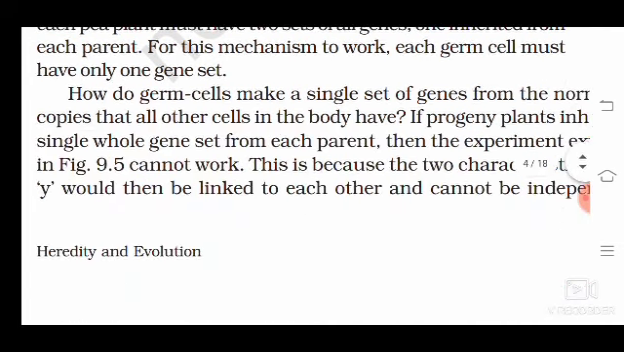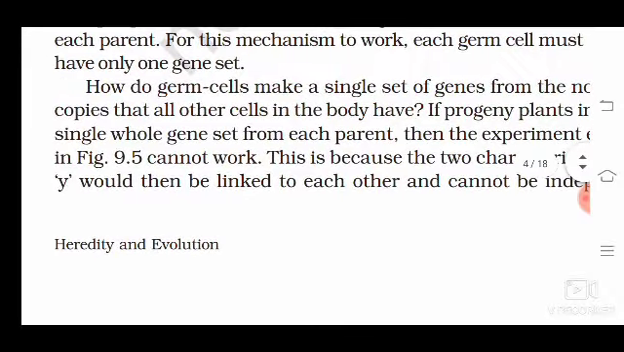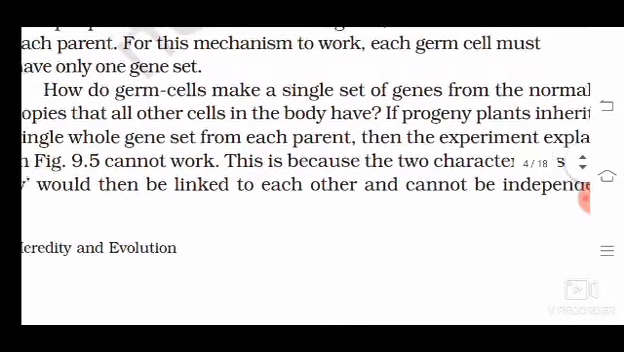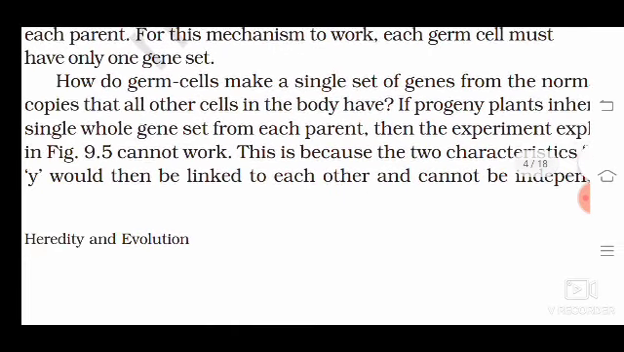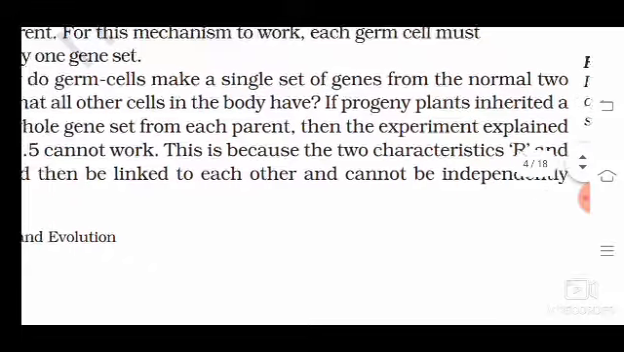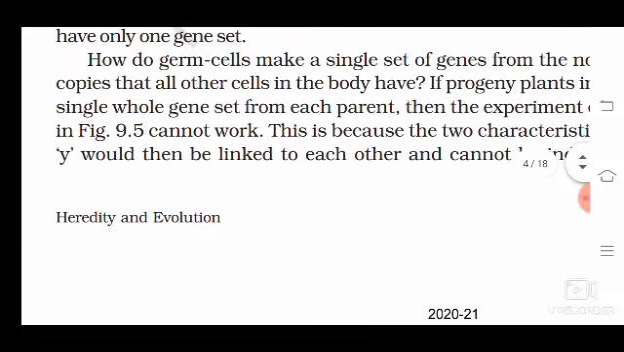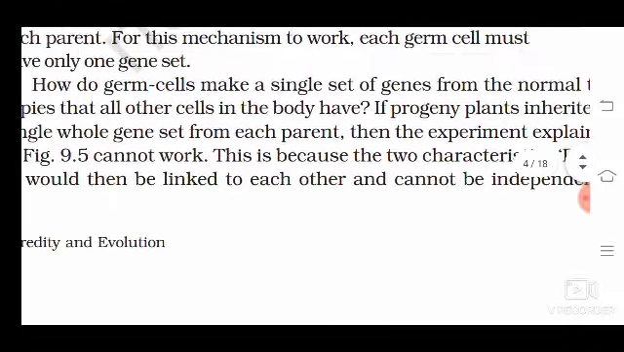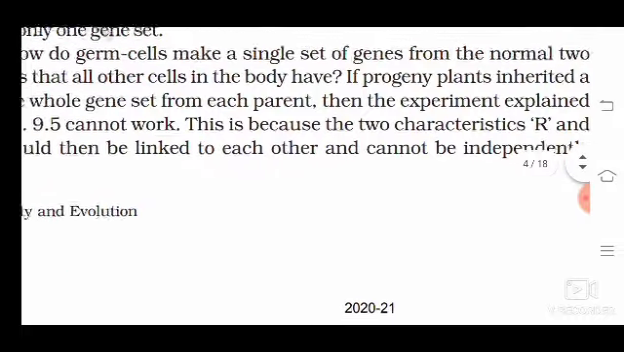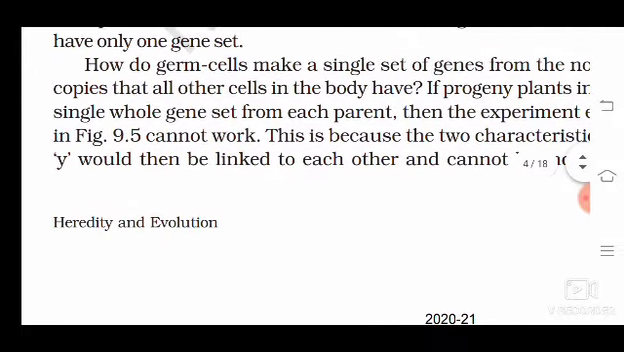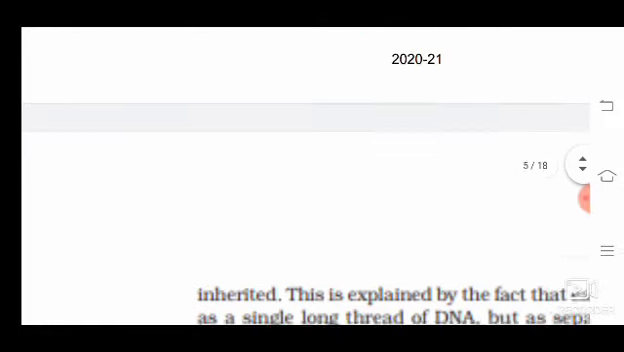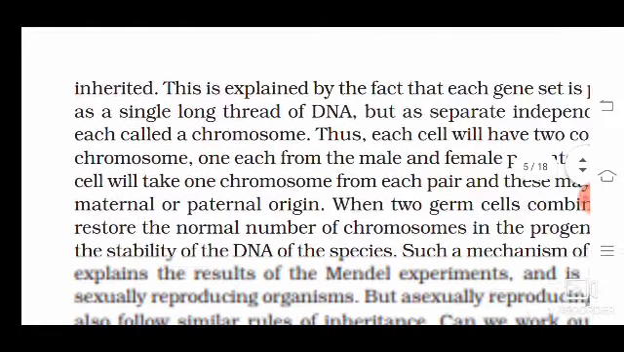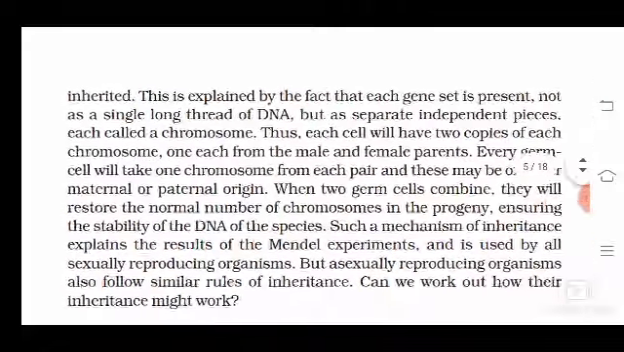So we go for how do germ cells make a single set of genes from normal 2 copies that all other cells in the body have. If progeny plant inherited a single whole gene set from each parent, then the experiment explained in figure 9.5 cannot work. This is because the two characteristics capital R and Y would then be linked to each other and cannot be independently inherited. Independently it cannot be inherited.